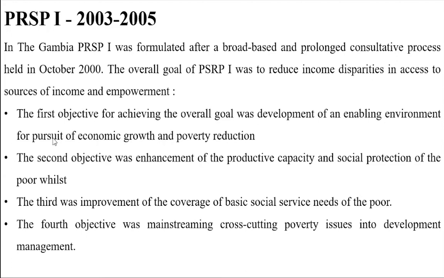The first objective for achieving the overall goal was development of an enabling environment for pursuit of economic growth and poverty reduction. The second objective was enhancement of the productive capacity and social protection of the poor, while the third was improvement of the coverage of basic social services needs of the poor. The fourth objective was mainstreaming cross-cutting poverty issues into development management.